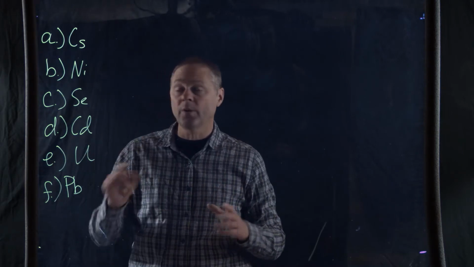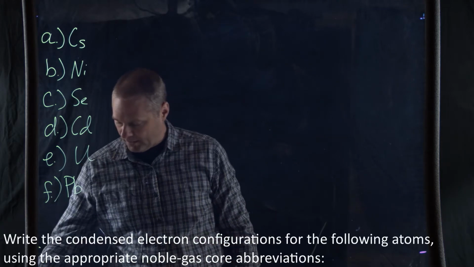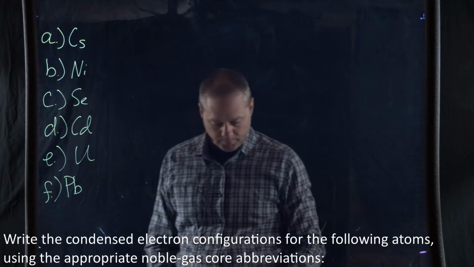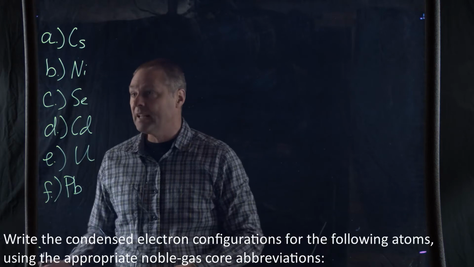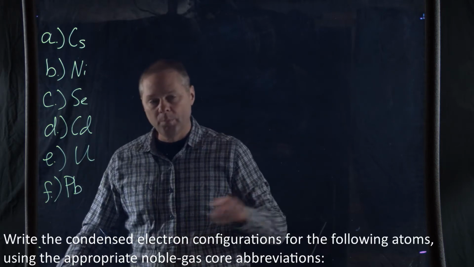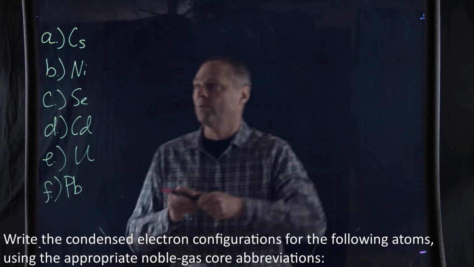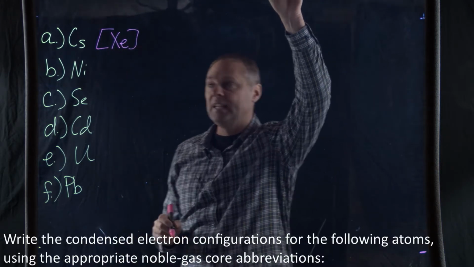In this problem, we're going to come up with the electron configurations for the following elements. Write the condensed electron configurations for the following atoms using the appropriate noble gas abbreviations. For the first one, we are dealing with cesium. You go backwards from cesium to the noble gas and write the closest noble gas to it. In that case, that's going to be xenon.